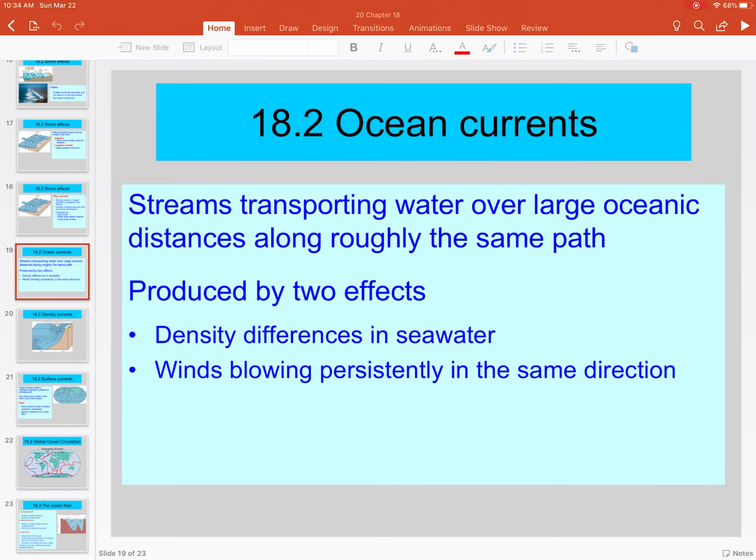We kind of talked about these when I referenced Finding Nemo and the East Australian Current. So these are going to be streams within the ocean that transport water over large oceanic distances along roughly the same path. They change a little bit seasonally, like fall and summer, but typically they are consistent. Now, these ocean currents, like the East Australian Current, are produced by two effects. One is the density difference in seawater, and we'll talk about that on the next slide. And the other one is winds blowing persistently in the same direction. So that's the wind happening right above the surface of the water.